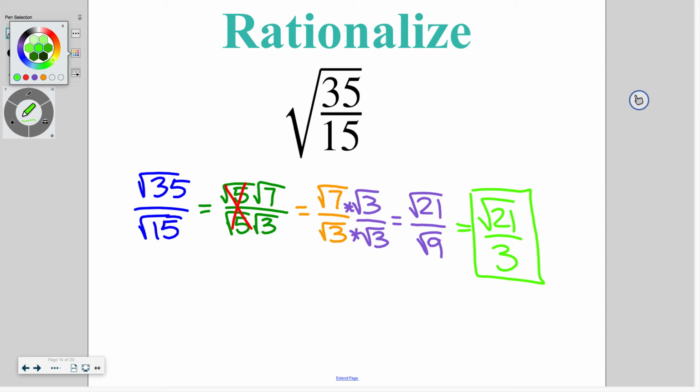So when you are rationalizing, aka getting rid of the square root in the denominator, you're going to want to check to see if there's any common factors, so anything you can cancel out. And then you're going to multiply by the square root of the bottom to make it a perfect square so that you can take the square root.